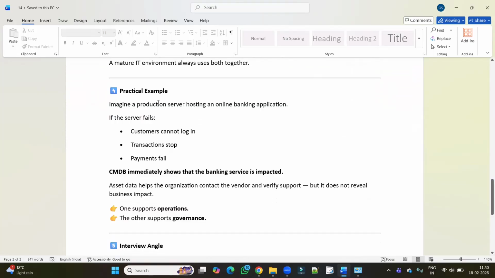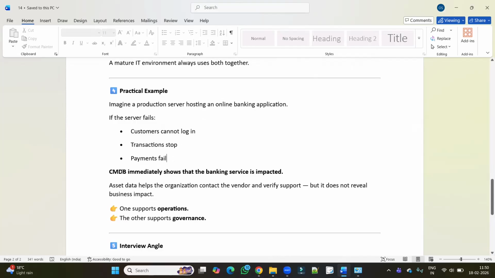Let's say we have a practical example here. Imagine a production server hosting an online banking application. So it's simple, we have a production server and that server is hosting a banking application. In case the server is failing, customers cannot log in. Obviously, if the server is failing, then the customer cannot log in. Their daily transactions are stopping and their payments are failing. Along with that, there are many other problems because the application is now not working.